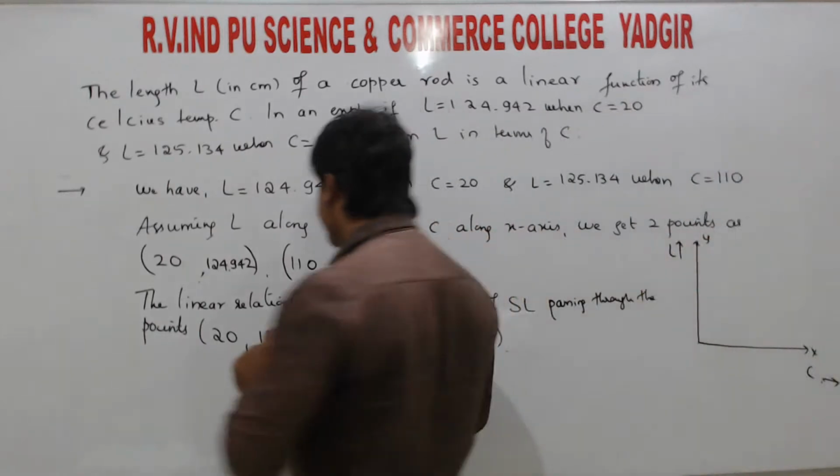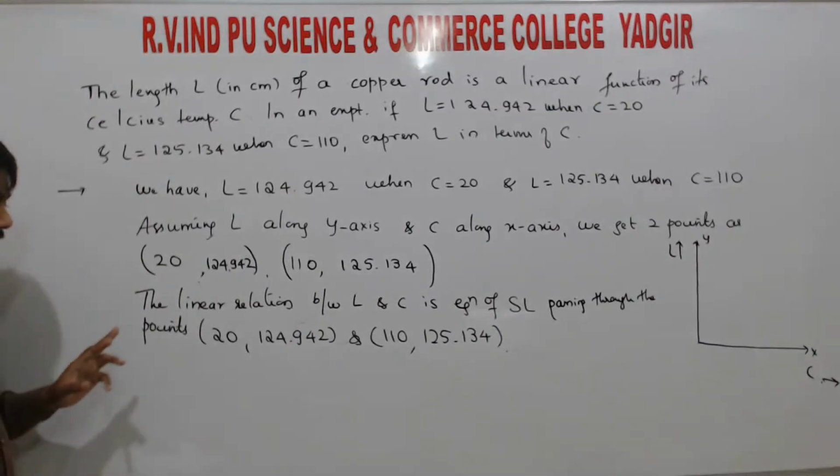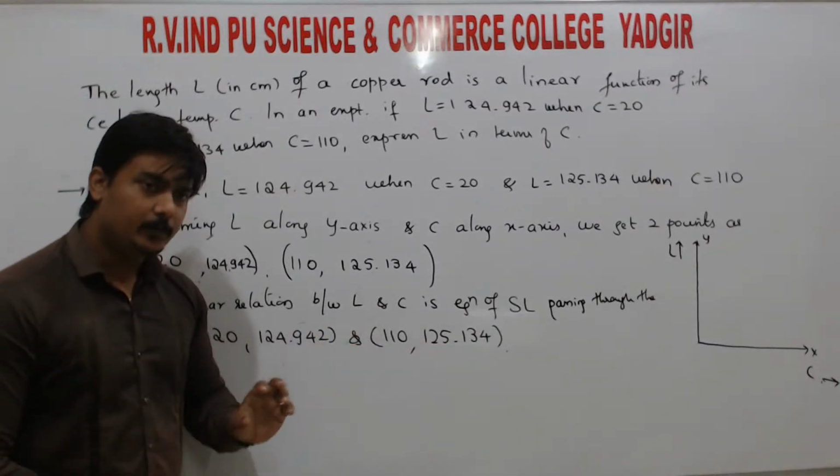That's what I have written. Is it clear? The linear relation between L and C is the equation of a straight line passing through these 2 points.